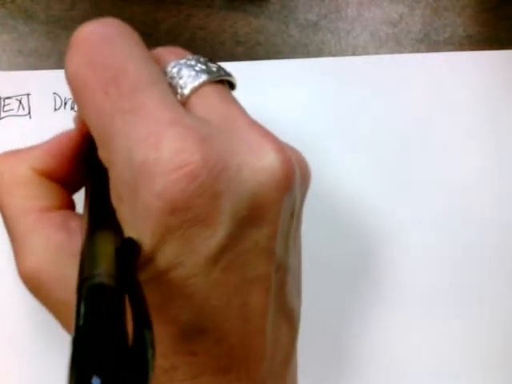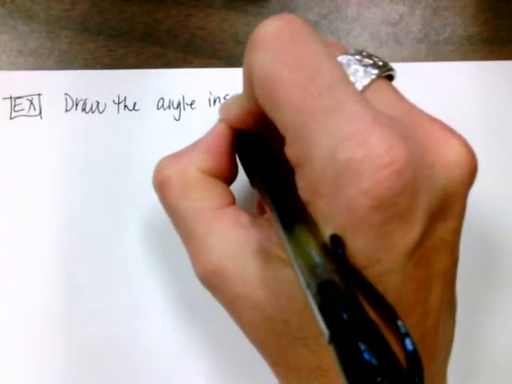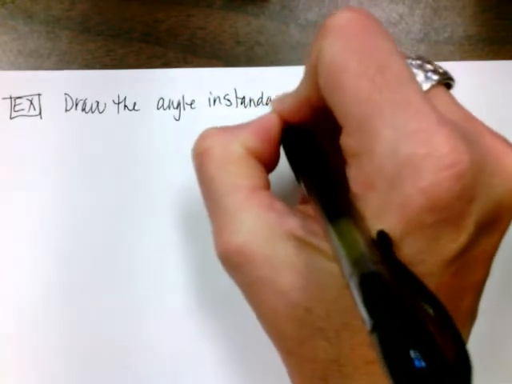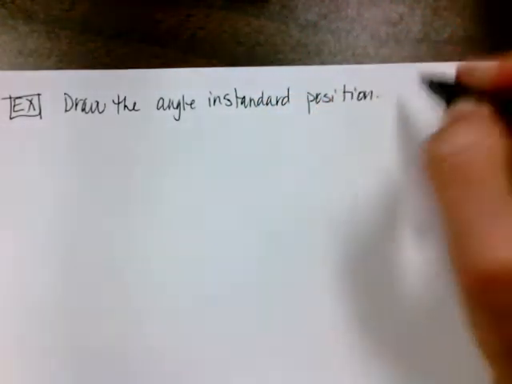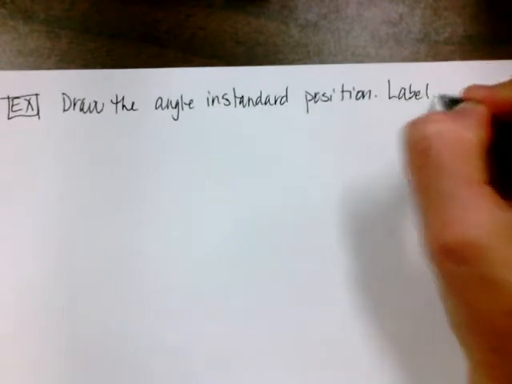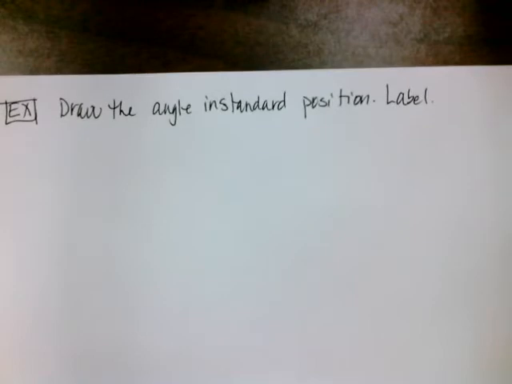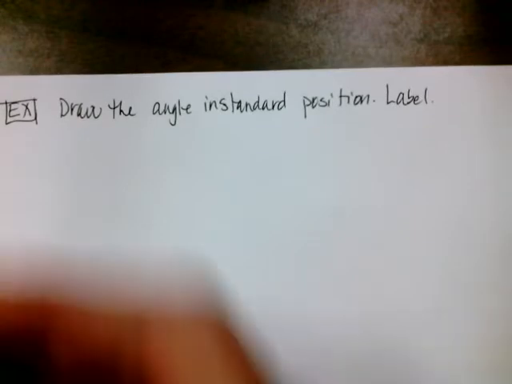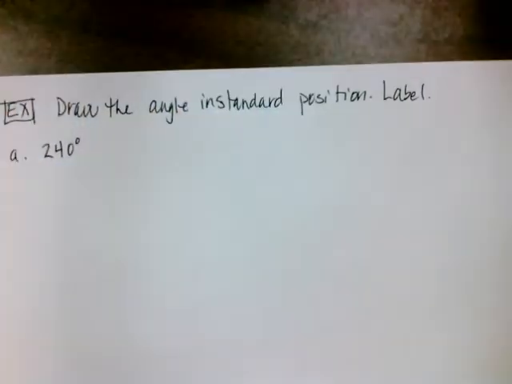Our first example, I know pink's kind of hard to see, is going to say draw the angle in standard position and label. The labeling is going to be hugely important in this chapter because oftentimes the labeling is going to count as your work. So I'm going to do several of these. So the first angle is 240 degrees.